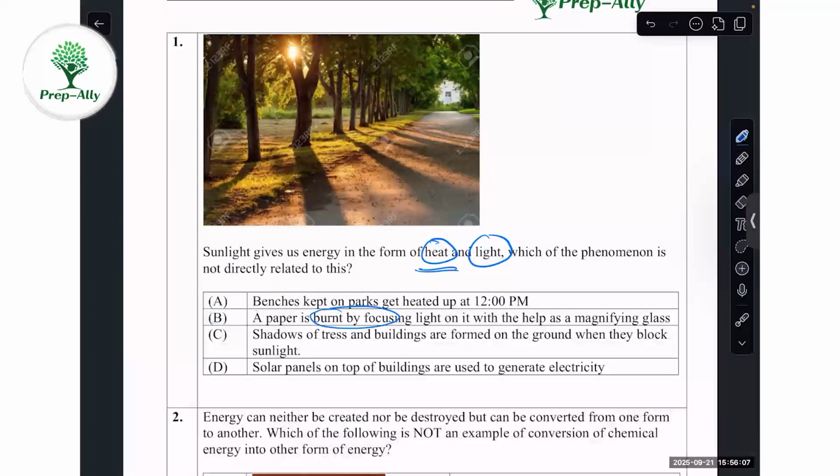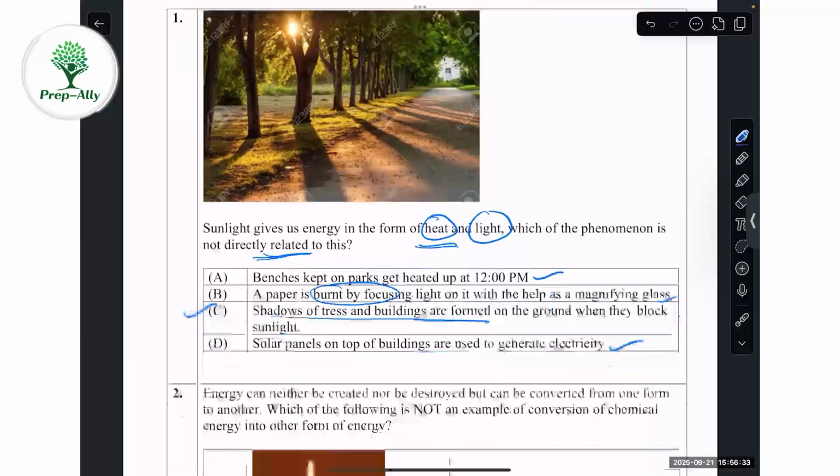First, we'll see the correct which are related, and then we can identify what is the answer. Solar panels are also using the energy. That is also correct. But shadow forming is not related to heat and is not related to giving energy in the form of heat or light. So C is what is the correct answer for first one.